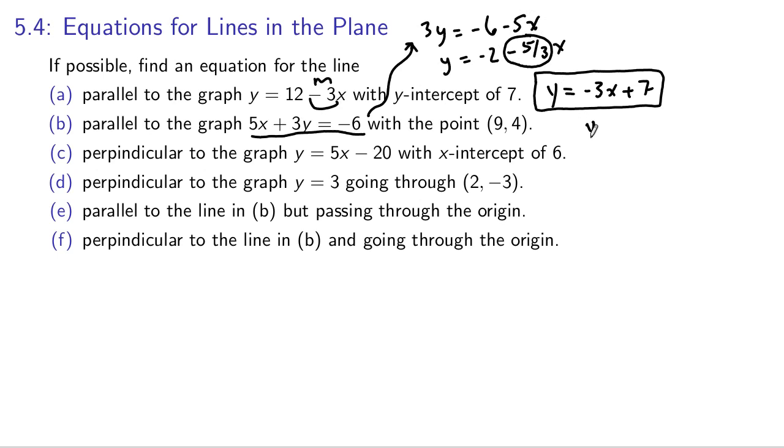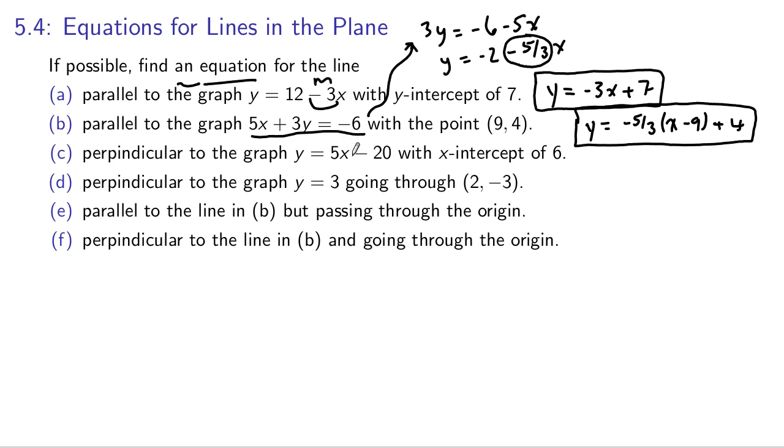So now we can write y equals slope minus 5/3, and we can use point-slope form. So x minus 9, that's our x naught, is 9, plus 4. And we're done. We don't have to write it in slope-intercept form. It didn't say so. It just says find an equation for the line. C. Find a line perpendicular to the graph of y is 5x minus 20 with an x-intercept of 6.